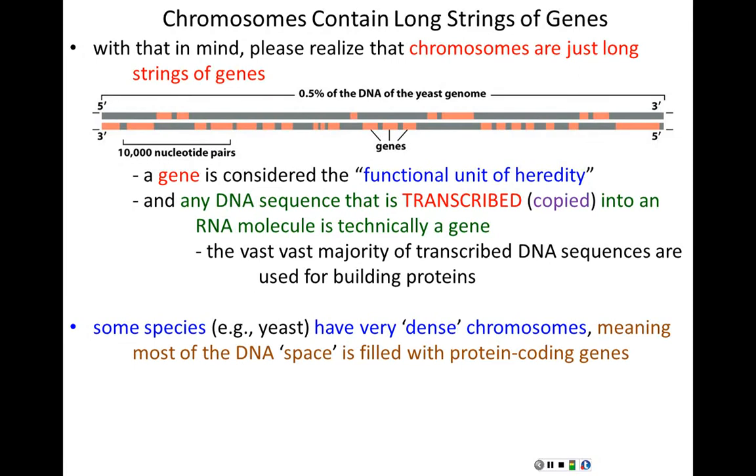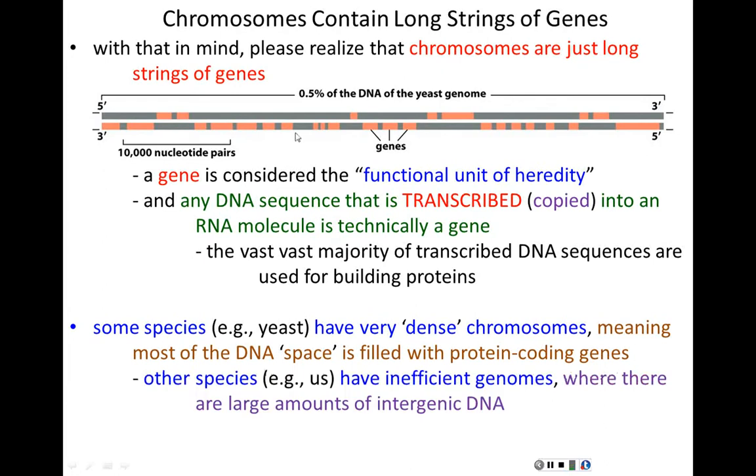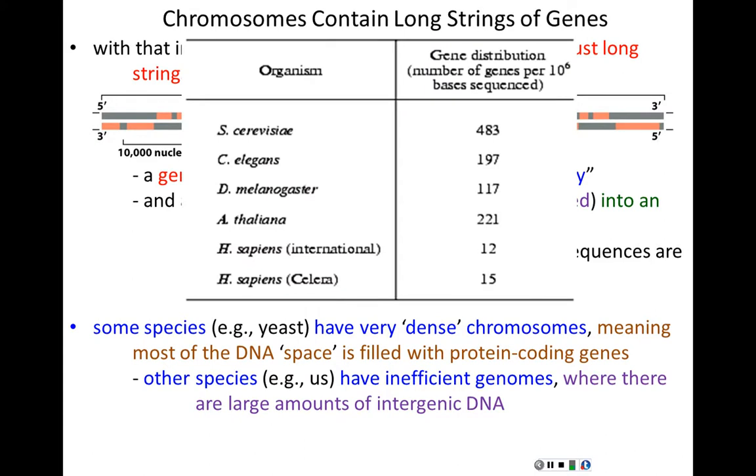Some species, yeast is an example, have very dense chromosomes. When we say dense chromosomes, we mean that most of the DNA of the chromosomes is dedicated to protein-coding genes, and that's what you see up here. There's very little real estate available in this genome from yeast. You see most of it on one strand or the other is dedicated to genes. Other species, and we're a good example, have what I would call inefficient genomes, where there are large amounts of intergenic DNA, that is DNA that lies between independent genes, and that's summarized in this table here. This is DNA that doesn't seem to do anything.